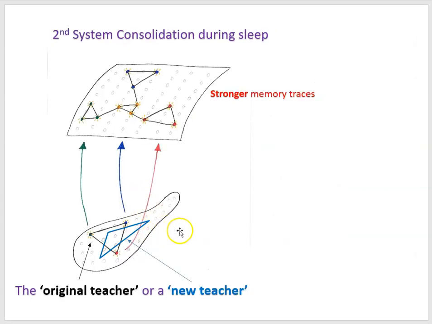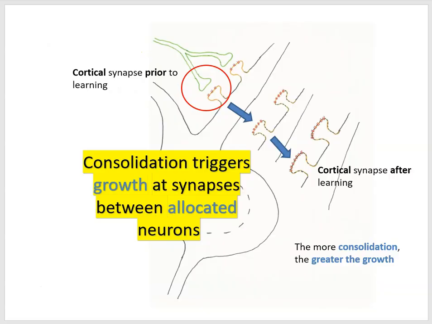Okay. After our second study session, we get to do system consolidation again. So whether it's the original teacher, as it were, or the new teacher, again, the hippocampus is going to be signaling the cortex to strengthen those cortical memory traces. And again, since it's the same memory traces in the second study session, we're building new growth on old growth. So we're actually making these same memory traces in the cortex stronger and stronger with each consolidation event.